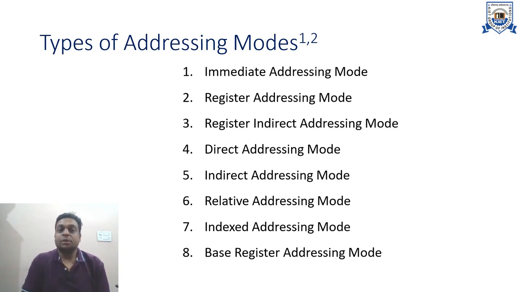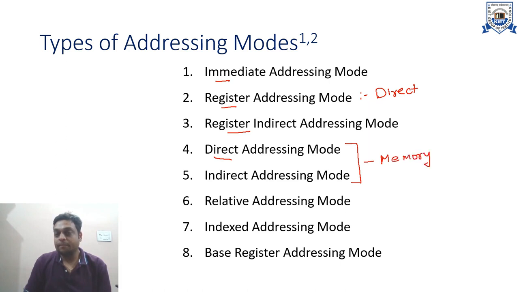Types of addressing modes. Here we will discuss 8 different addressing modes. Immediate, register, register indirect. Register addressing mode is sometimes called direct addressing mode. So this is register direct, register indirect, direct. This direct and indirect belong to memory. These belong to register and these belong to memory.